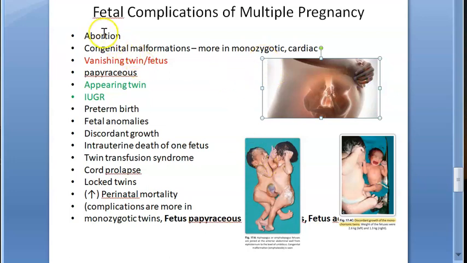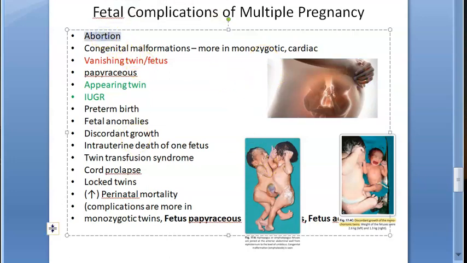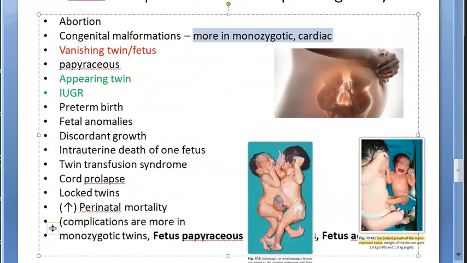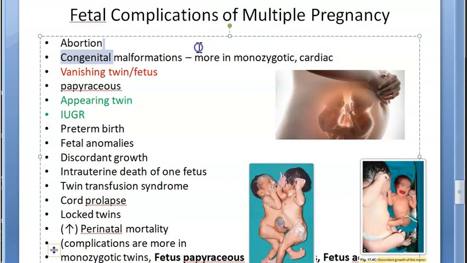So there are more chances of abortion. Miscarriage rate is increased, especially with monozygotic twins. See, congenital malformations can lead to abortions also. In monozygotic twins, the chances of congenital malformations are more, isn't it? So basically abortion etc. can be related to this.